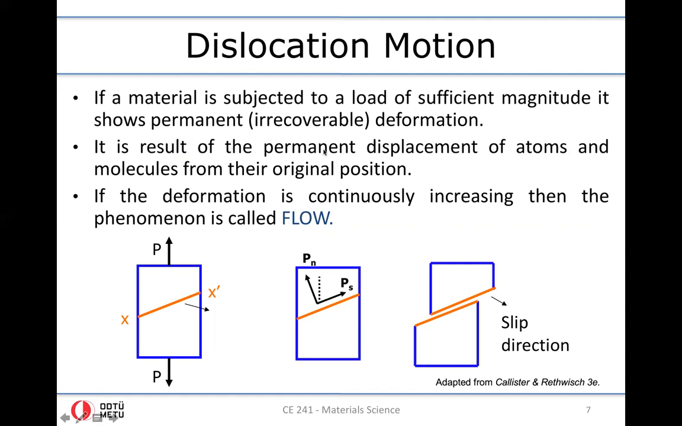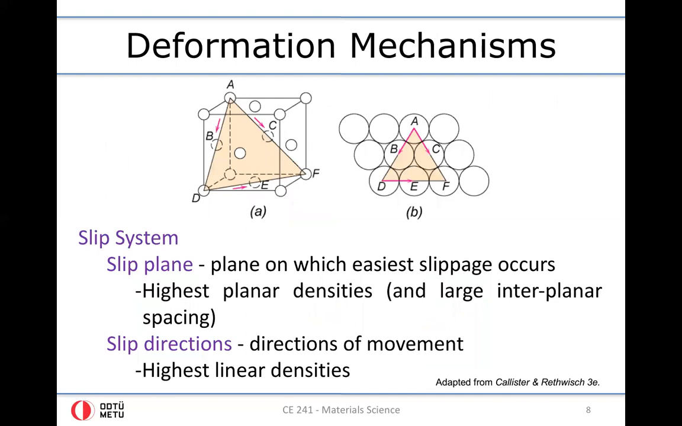So permanent displacement of atoms and molecules from their original position will generate the permanent deformation, or plastic deformation. And in general, this process is continuous and deformation is continuously increasing. Therefore, the phenomenon is referred to as plastic flow in the literature. So let's precisely define what the slip system is.